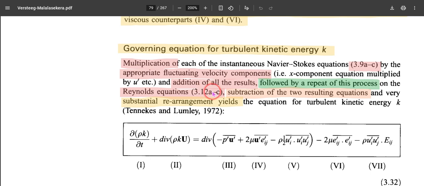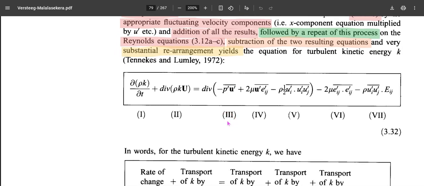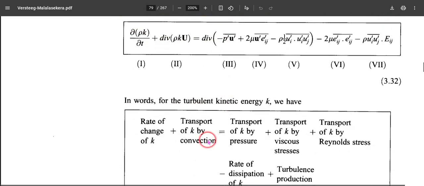Again, we will be repeating the same process for the Reynolds equations, like I mentioned for the mean kinetic energy, 3.1 to A, B, and C, multiplying with the respective components, and we add all these resulting equations. After a fair amount of rearrangement, we end up with this turbulent kinetic energy equation, which again has these 7 terms, for convection, pressure, viscous stresses, and Reynolds stresses.